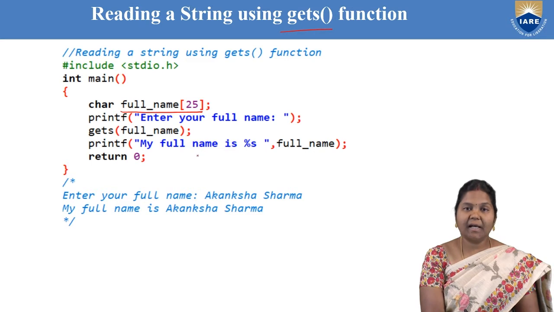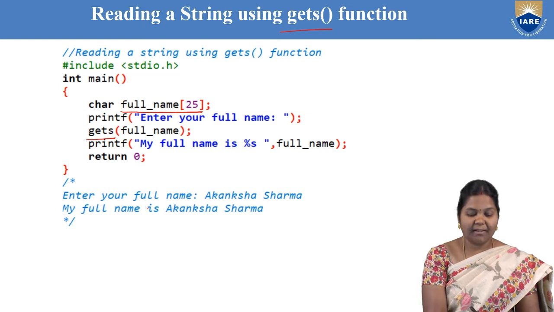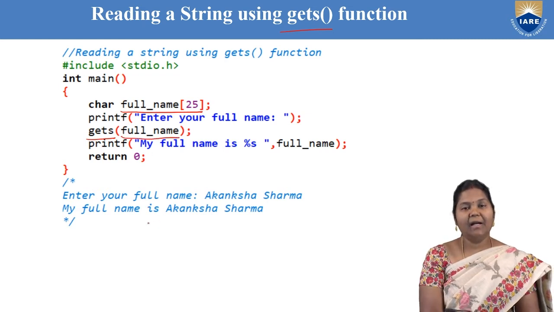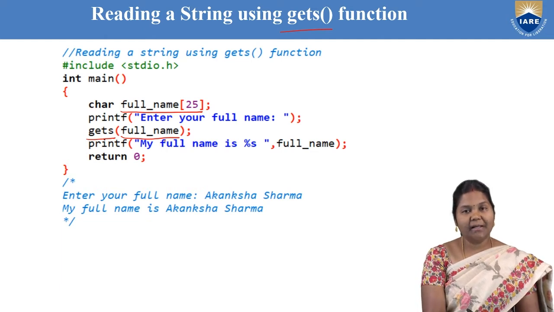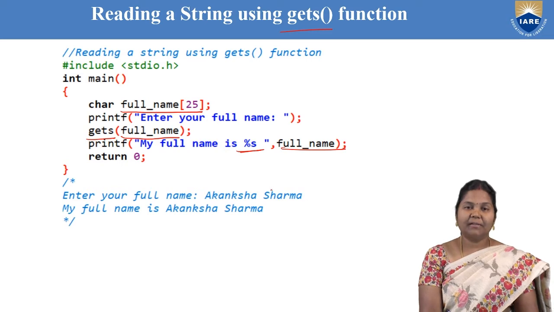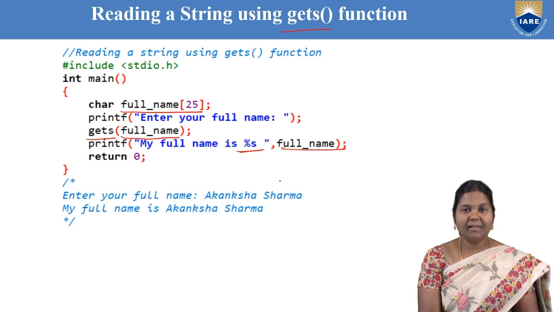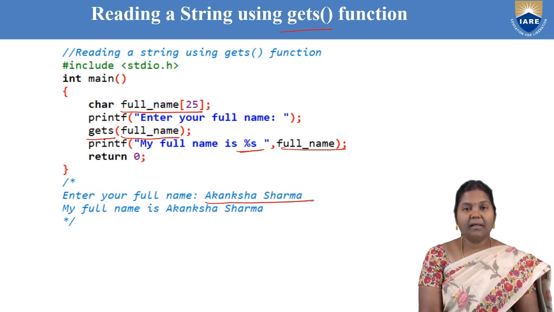So, instead of writing the scanf function, we can also use the gets function. The gets function does not require any format specifier because this function is dedicated to reading a string directly. Just give the name of the array and the string will be read and stored into that array. Now, after storing into the array, if you want to display it, write "my name is %s", the format specifier, and just give the name of the array. The content in the array will be displayed on the screen. So you can see here the name you are entering will be displayed.